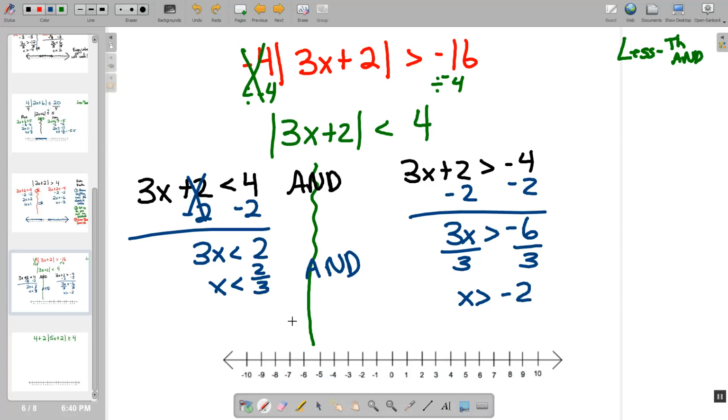To shade these problems, 2/3 is right about there. It is an open circle. Negative 2 is right there, also an open circle. We're shading smaller than this number, but bigger than this number, which means we are shading between them for this problem. We have one left.